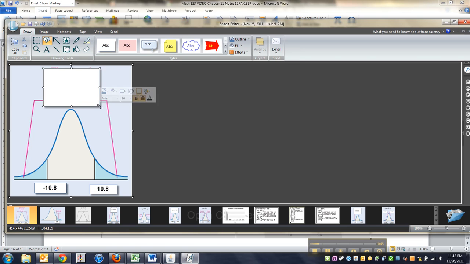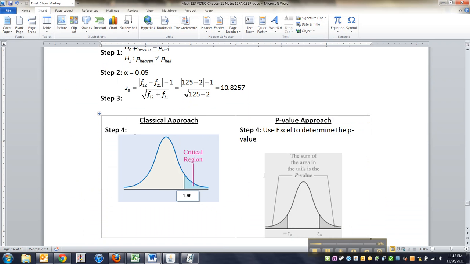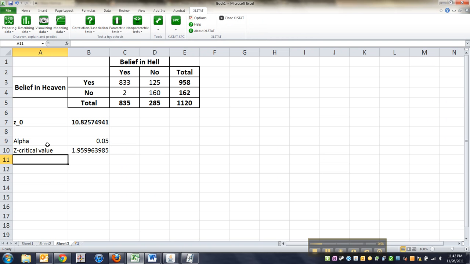All right, now I need to find the p-value. The p-value I have to find with Excel. This is one that actually StatCrunch will not do for us, I'm sorry to say. So we're going to be doing this ourselves, old school. Let me go to Excel here.